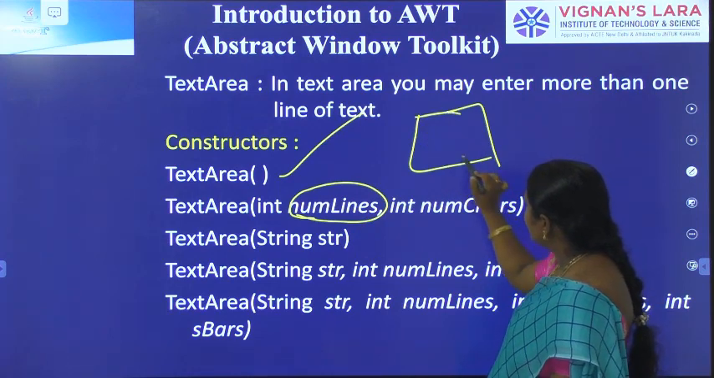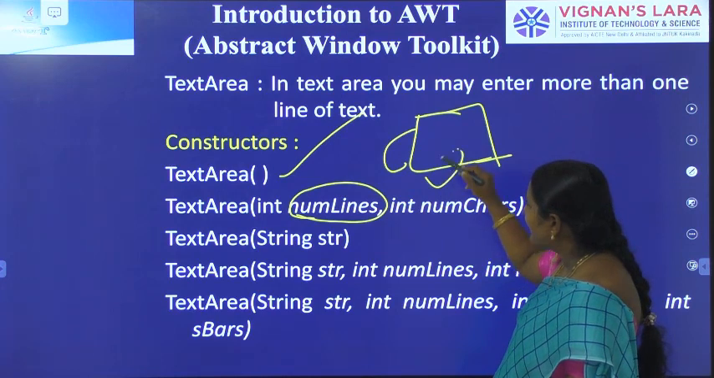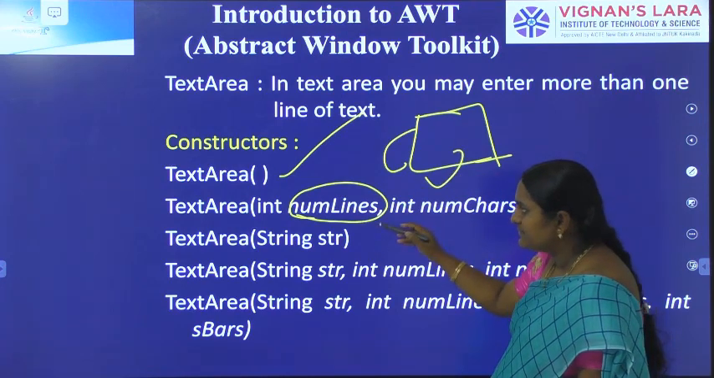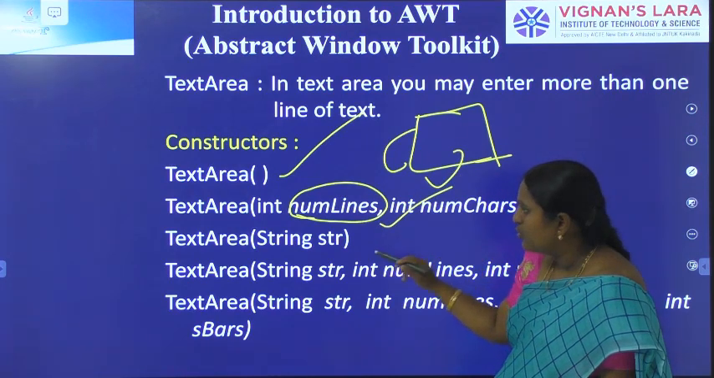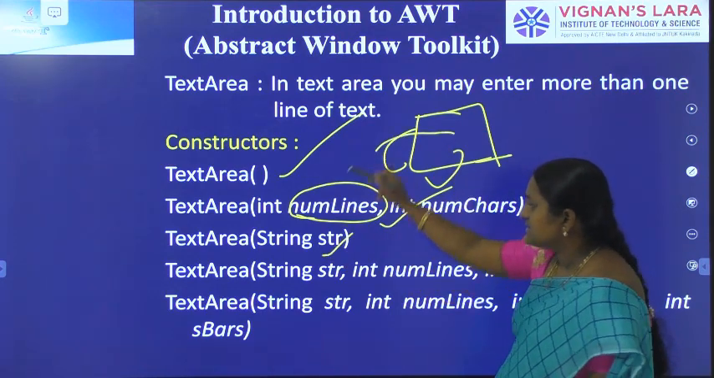It is like a text area. So in this one, number of lines: how many lines are there? How many characters are there? By using this constructor, we can specify them. Next one, TextArea(String str). What is the string specified by this text area?